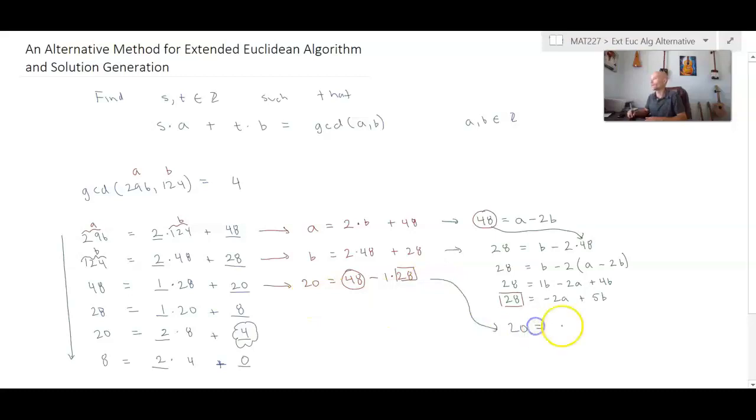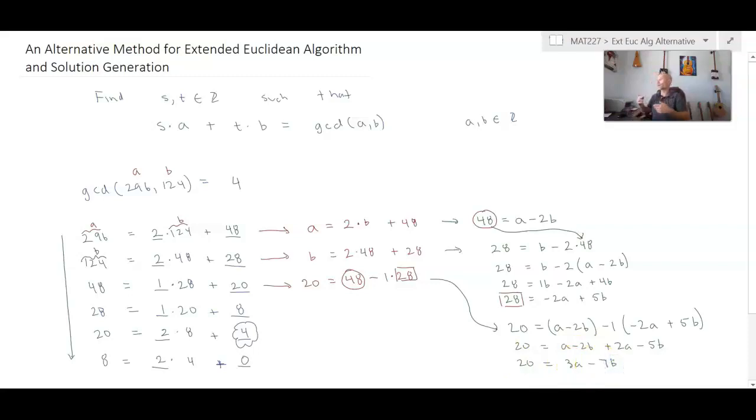20 is equal to 48, which is a minus 2b, minus 1 times 28, which is negative 2a plus 5b. And again, we're just going to combine like terms, so it just becomes algebra. We'll have a minus 2b, distribute the negative 1, we'll have plus 2a minus 5b. And this gives us, after we combine like terms, 3a minus 7b.